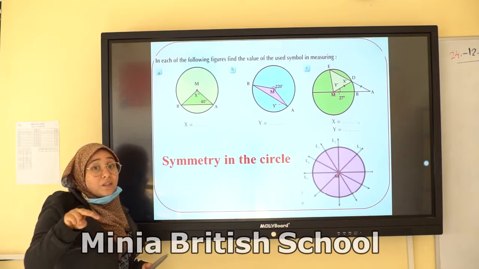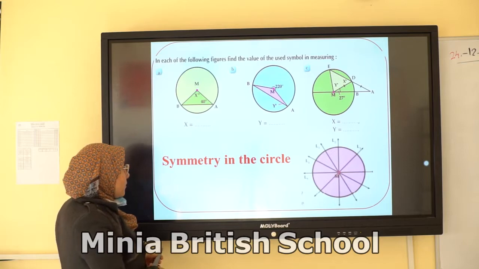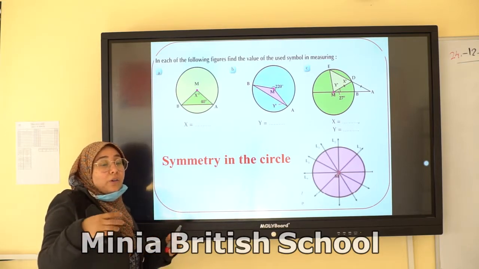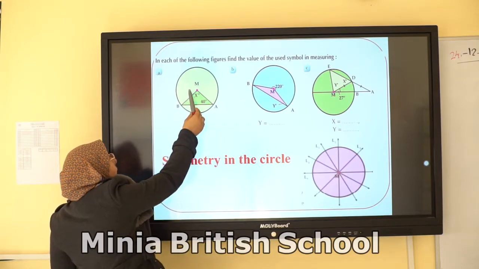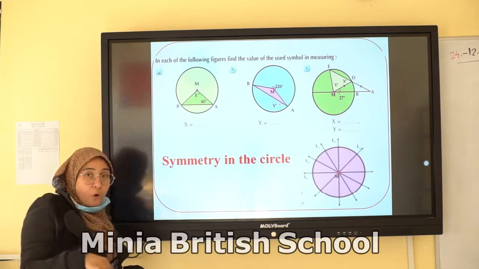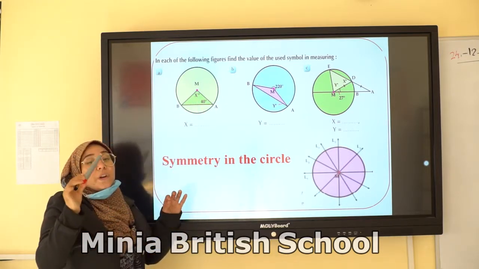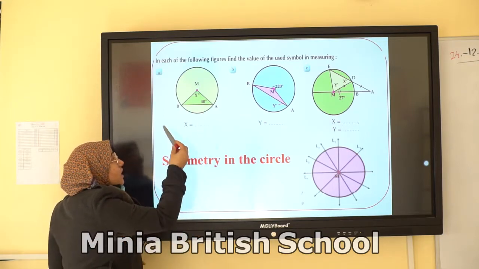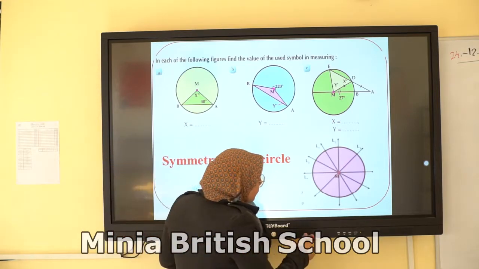And we know the base angles in an isosceles triangle are equal in measure. The base angles are congruent. So the measure of angle MAB equals the measure of angle MBA, equal to 40 also. Therefore, the measure of angle X equals 180 minus (40 plus 40). Therefore, the measure of angle X equals 80.